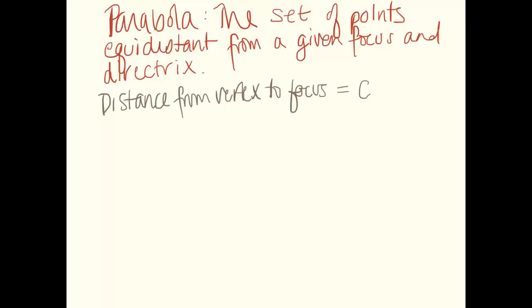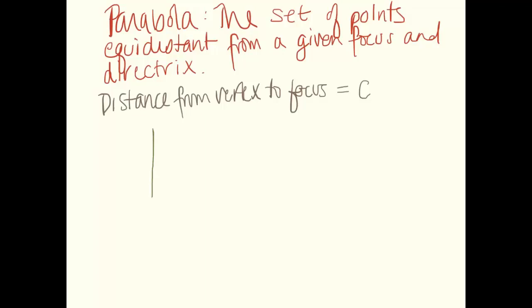What I have restated up in red is the definition of a parabola. We're talking about the set of points equidistant from a given point and line called the focus and the directrix. And we've labeled this distance from the vertex of our parabola to the focus as C.